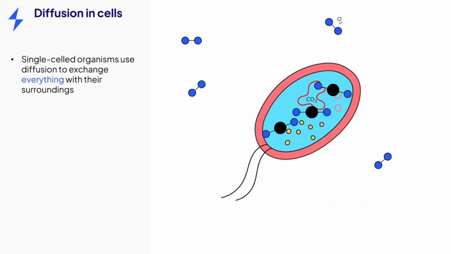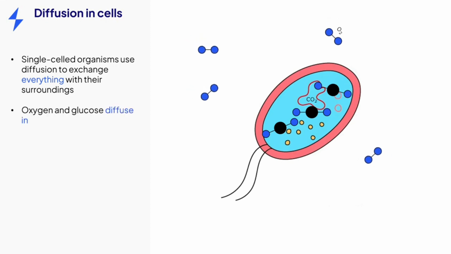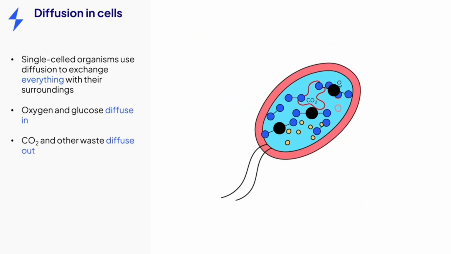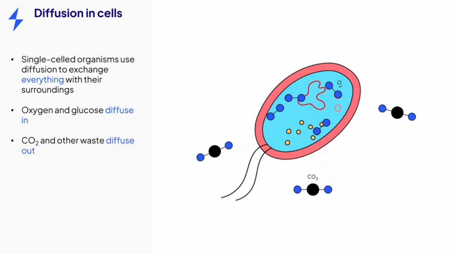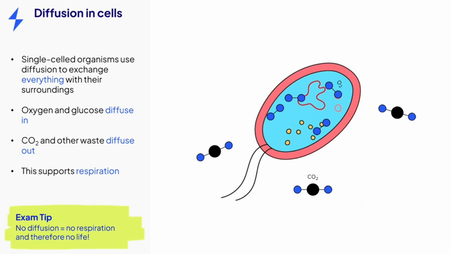Single-celled organisms, such as the one shown in this image, use diffusion to exchange everything with their surroundings. For example, oxygen and glucose diffuse in, and carbon dioxide and waste products diffuse out. This is to support the process of respiration. If diffusion didn't occur, then respiration would be unable to occur and the organism would die.